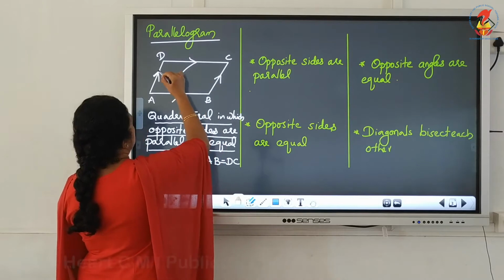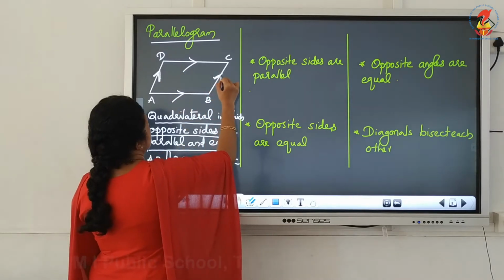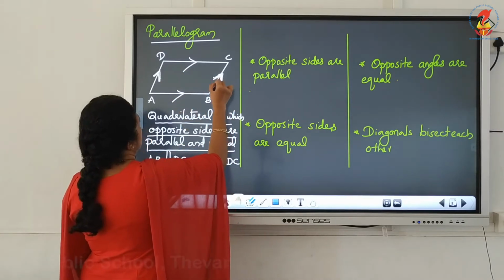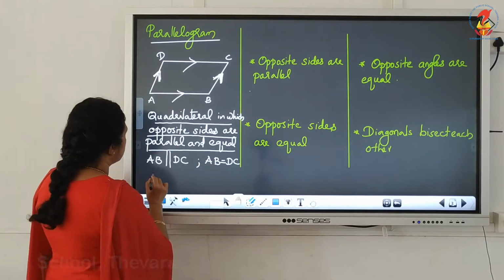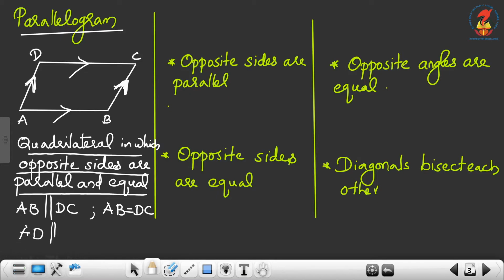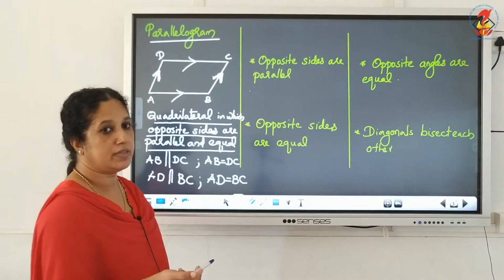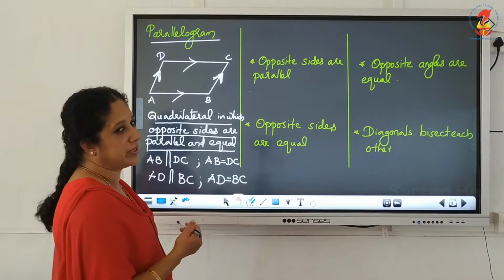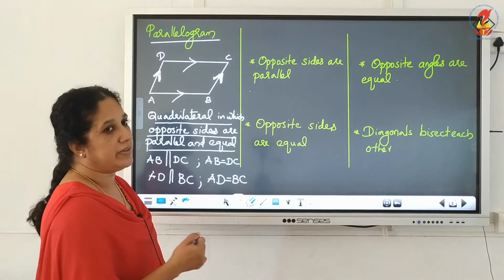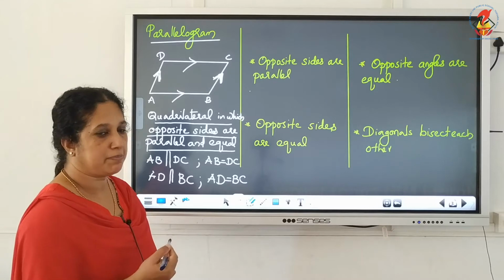So, we can put two arrowheads to indicate that. Therefore, we can say that AD is parallel to BC and AD equals BC. So, a quadrilateral in which opposite sides are parallel and equal is called a parallelogram. Then we have the properties. We have to learn the properties.